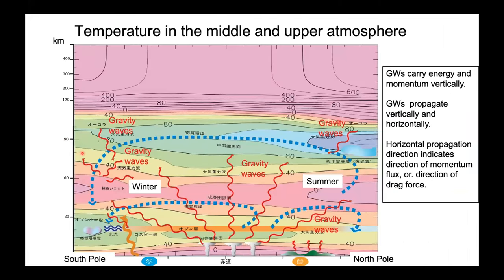Okay. Gravity waves are an important driver of atmospheric circulation in the middle atmosphere, and they transport energy and momentum upward through vertical propagation, as introduced by Tracy. The gravity waves generated by various sources propagate vertically and also horizontally. And the horizontal propagation direction is a very important parameter because it indicates the direction of momentum flux, or in other words, the direction of the gravity wave drag.